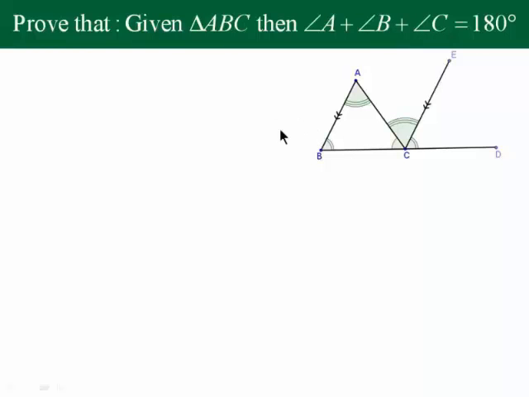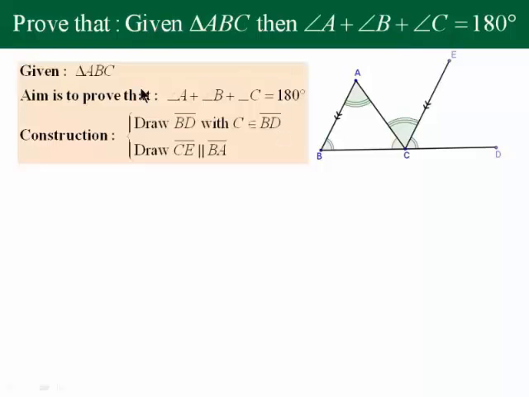Now, if we consider this particular sketch here, we are given any triangle ABC, and the aim is to prove that the sum of the three interior angles of this particular triangle is equal to 180 degrees. Often it is necessary to make some construction. So what we're going to do here is draw line segment BD such that C lies on this line segment.